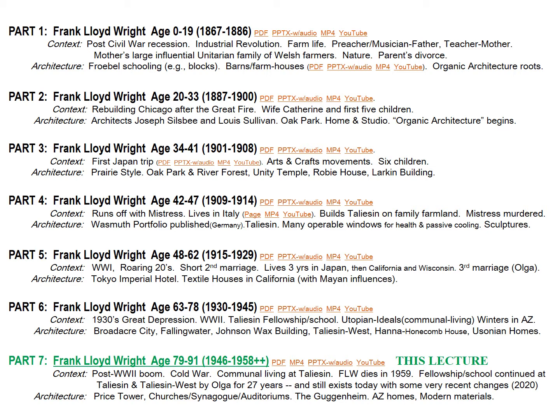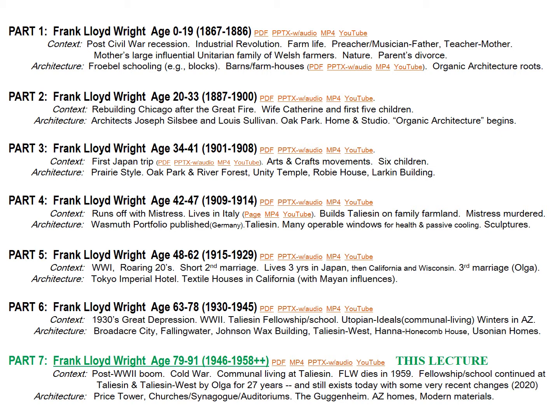Then the Cold War, even though Russia was an ally with us during World War II, the Soviet Union was formed, and the Berlin Wall went up, and then we entered the Cold War against the Soviet Union, United States against Soviet Union, and then communal living at Taliesin. It's arguable how that developed. Perhaps Olga influenced that. And then the fellowship school continues at both Taliesin and Taliesin West, and then by Olga for another 27 years after Frank Lloyd Wright passes away.